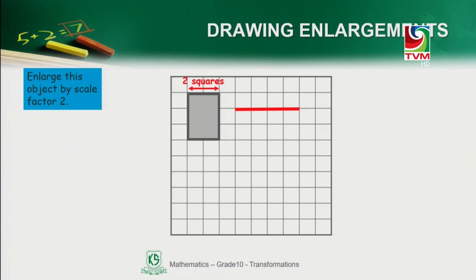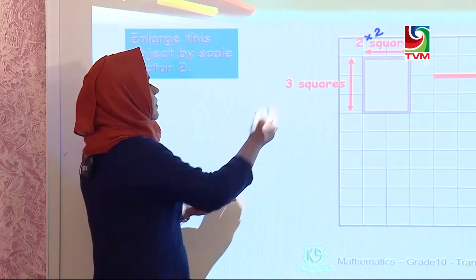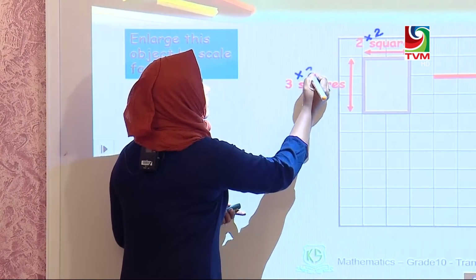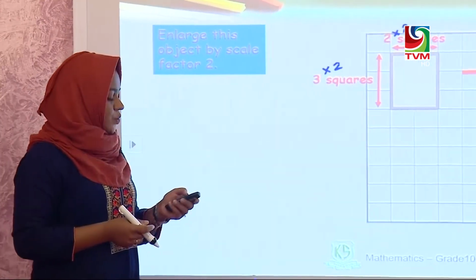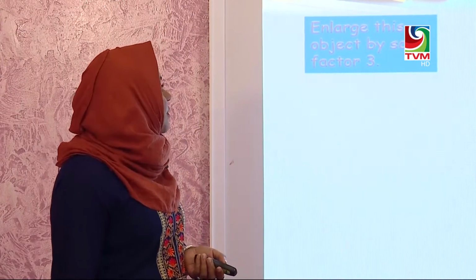And again you can take another side. If we take this side, the length of this side is 3 squares. So we are going to enlarge the same side by scale factor 2. Multiply the length by scale factor 2. 3 times 2 will give you 6. That means the same side of the enlargement will have 6 squares in it. So you can draw the same side of length 6 squares. Now you can fill in the remaining sides of the shape, because it's a rectangle with 4 squares, and for height we have 6 squares.